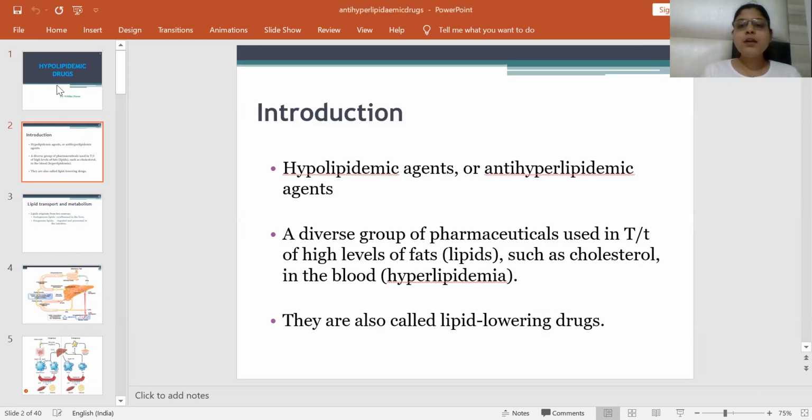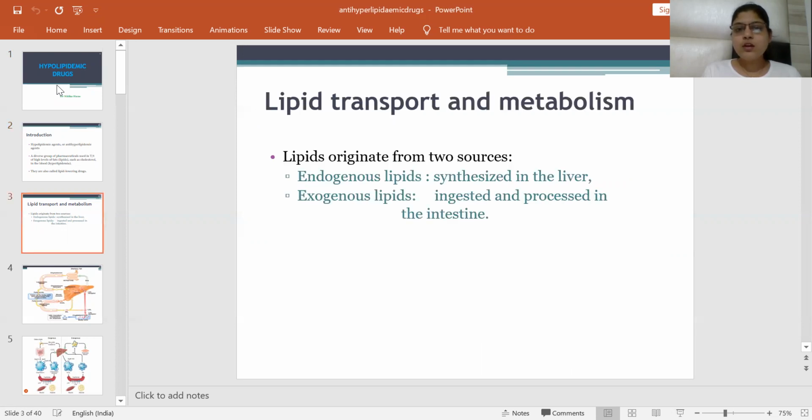Now, hypolipidemic drugs or anti-hyperlipidemic agents are the agents which increase the HDL level, that is, high density lipoprotein levels are increased, and low density lipoprotein levels and very low density lipoprotein levels are decreased. These are used for high levels of fats such as cholesterol in the blood, hyperlipidemia. These are also known as lipid lowering drugs.